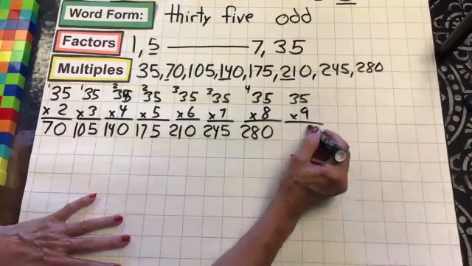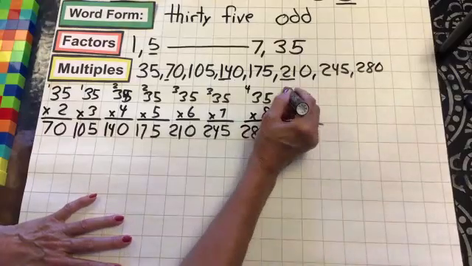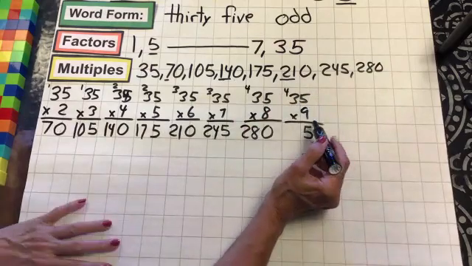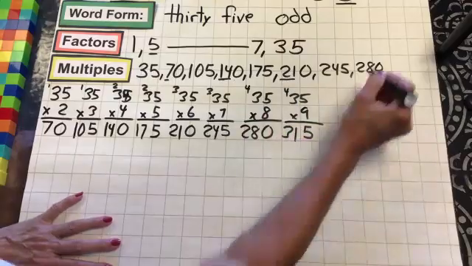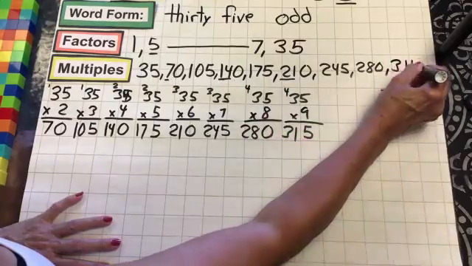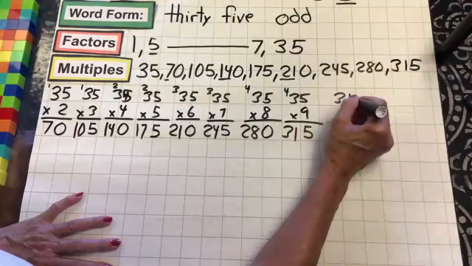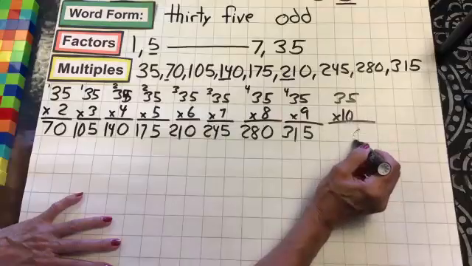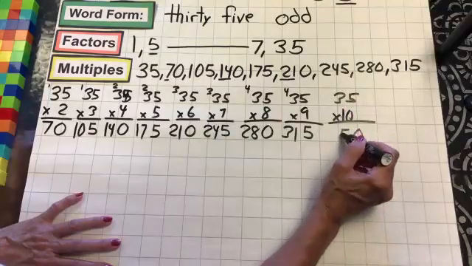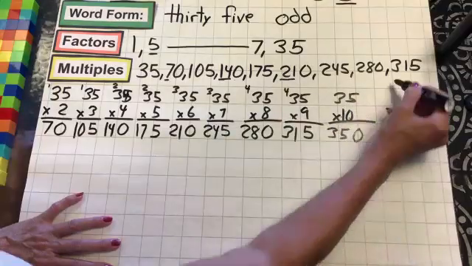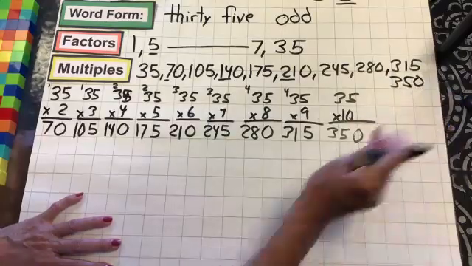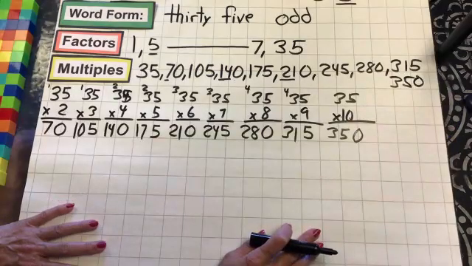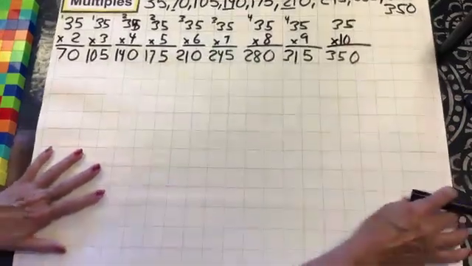9 times 5 is 45. Drop the 5, carry the 4. 9 times 3 is 27, plus 4 is 31. So we have 315. And then, of course, any number times 10 is that number with a 0. So let's see how that works. We drop the 0 to hold that place. 1 times 5 is 5. 1 times 3 is 3. We get 350. And we're done with our multiplication. Woo, that went quick.